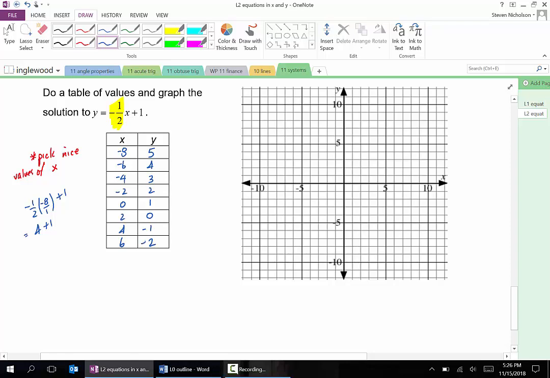Okay, so now I'm going to go ahead and plot those, because that is not the answer to the question. Remember, there's an infinite amount of answers. We need to know how to represent it. So -8, 5, -6, 4, -4, 3, -2, 2, 0, 1, 2, 0, 4, -1, and 6, -2.